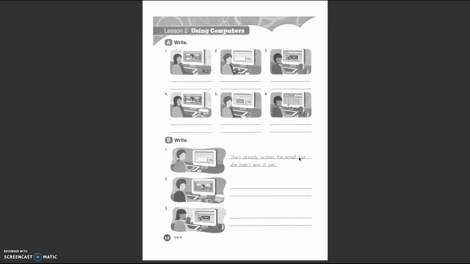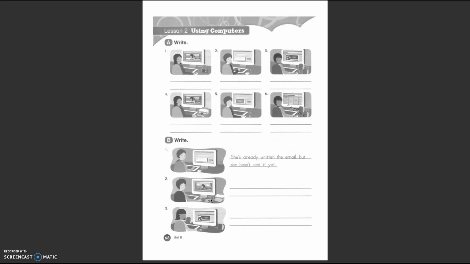Then we need to make sentences based on what we see in the picture. Like the example: she has already written the email, but she hasn't sent it yet. So the email is here on the screen, but not sent yet. How would you say this?